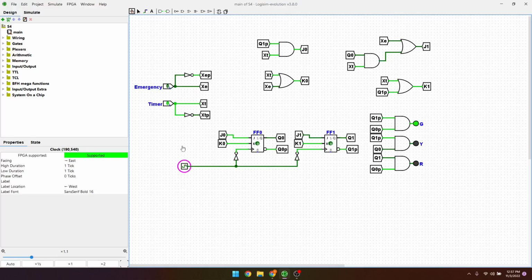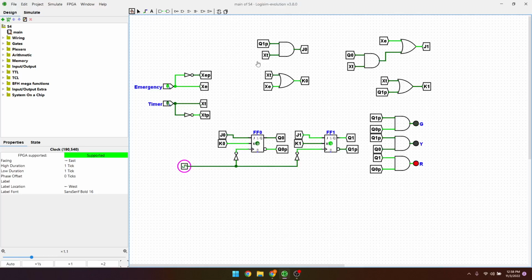And this is negatively edge triggered. And now we can look at the emergency. So right now we're at a green light, and I flick that there because it's negatively edge triggered, so it's not going to do anything. But our timer is low, and our emergency is high, and we're at a green light.